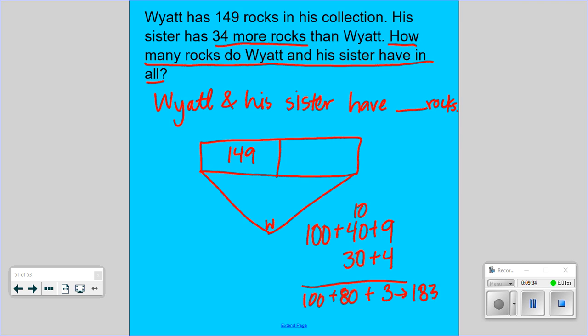Oh, they have 183 rocks. No. Wait. What did I just figure out? What math was that? What was I doing? Why isn't that the answer? Grace? Because we found the answer to how many rocks his sister has. We only figured out how many rocks his sister has. So now we can put that number here. But that's not his sister and Wyatt. That was just his sister.